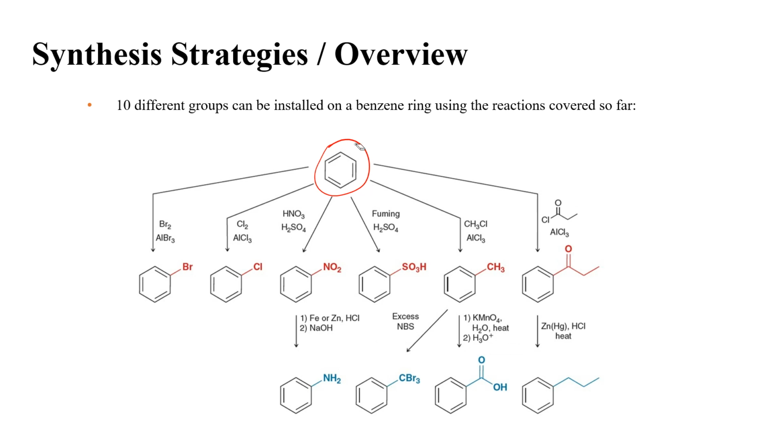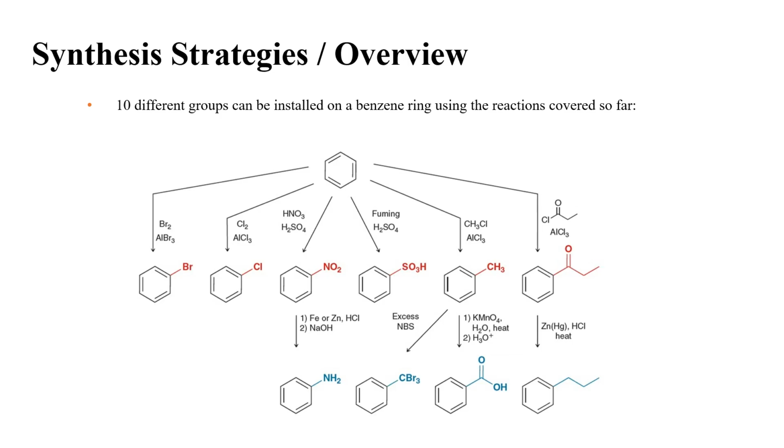Now, you should commit all of these transformations to memory, right? Because right now, the only way you can do more complicated problems is if you know this first. Just know what reagents are going to accomplish which transformations, right? How do you get a Br on a benzene? Need Br2, AlBr3, right? How do you get, let's say this acyl group? That's through Friedel-Crafts acylation. We talked about a lot of those reactions in the previous videos. Make sure you know which reagents make different products, okay?